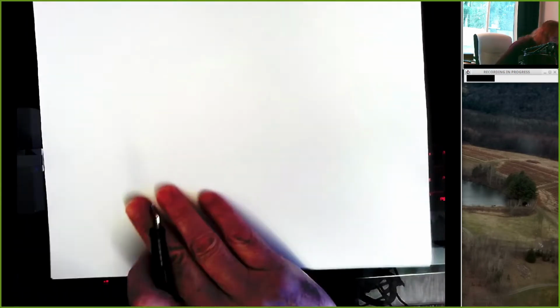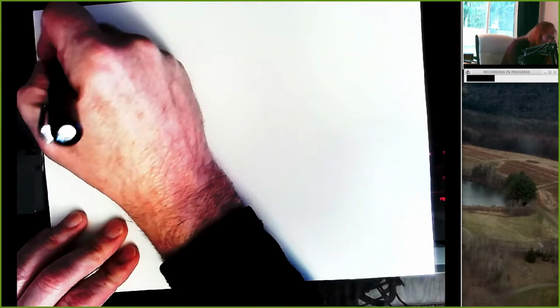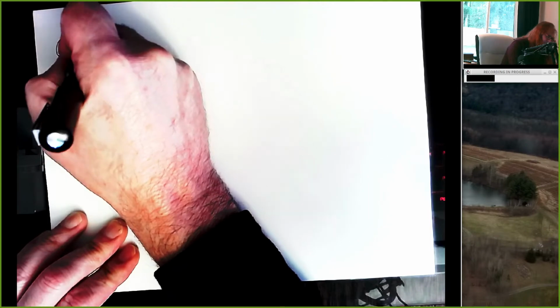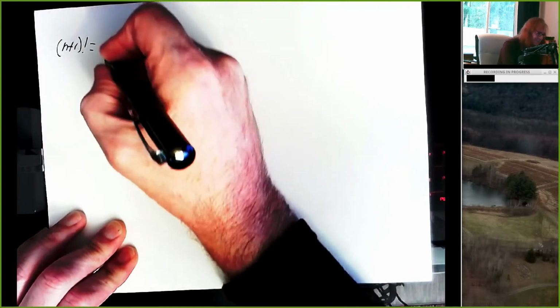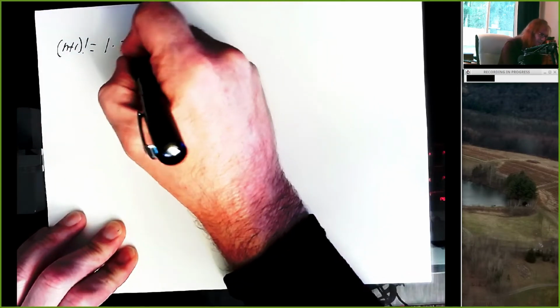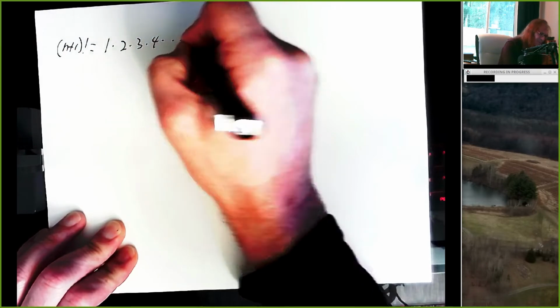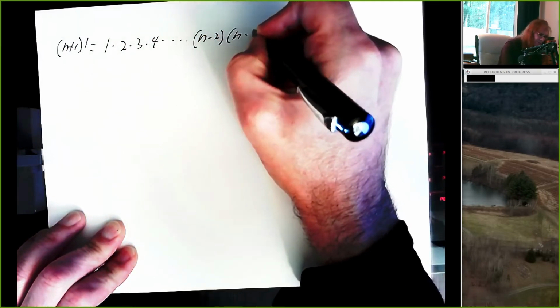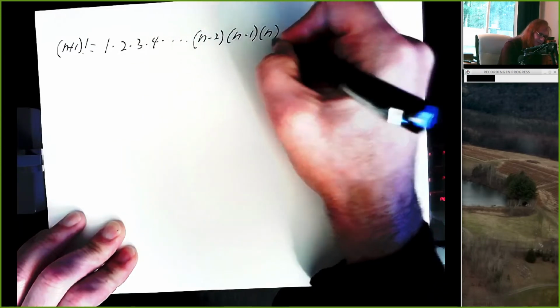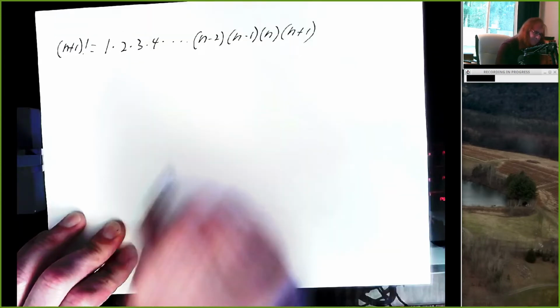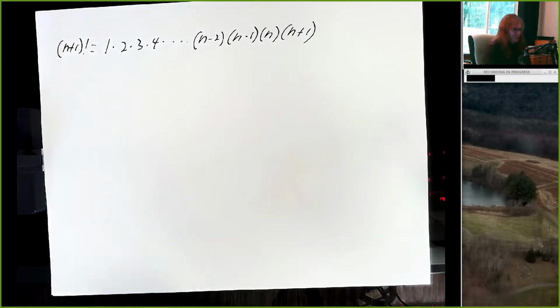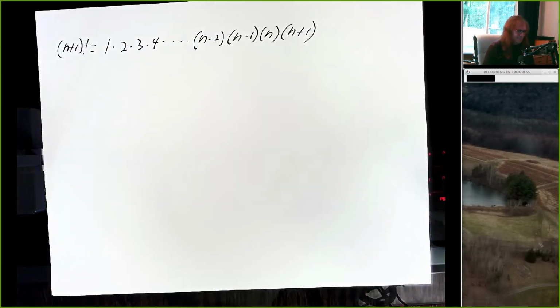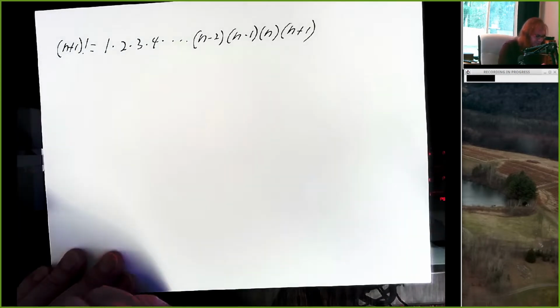So let's do it like this. (n+1)! is a shorthand for the following expression: 1 times 2 times 3 times 4, and so on, times (n-2) times (n-1) times n times (n+1). Right? That's what it means. It means multiply the first n+1 integers. Okay with that?